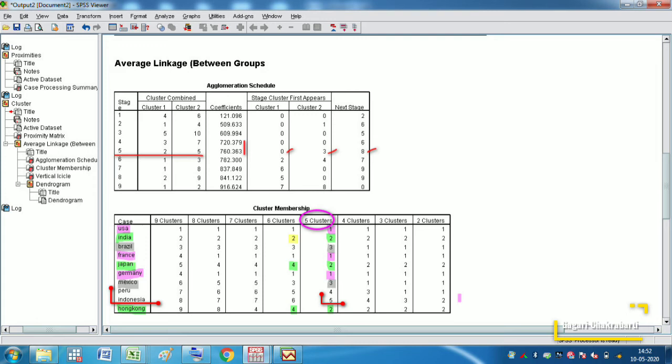So now we have 5 clusters: the US and the European market cluster, the newly changed Asian market cluster, and Brazil plus Mexico. So these are the first 3. Indonesia and Peru are still in different clusters.